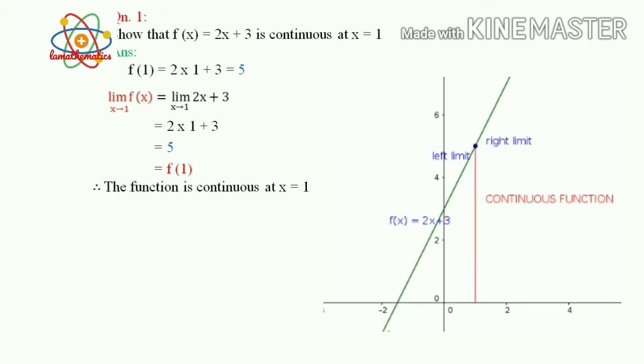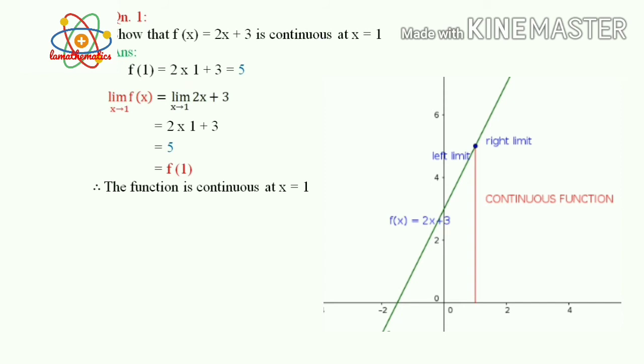In the function, put x equal to 0. We get y equal to 3. And put y equal to 0. We get x equal to minus 3 by 2. That is, it is a line which passes through (0, 3) and (minus 3 by 2, 0), or a straight line with slope 2 and y-intercept 3.